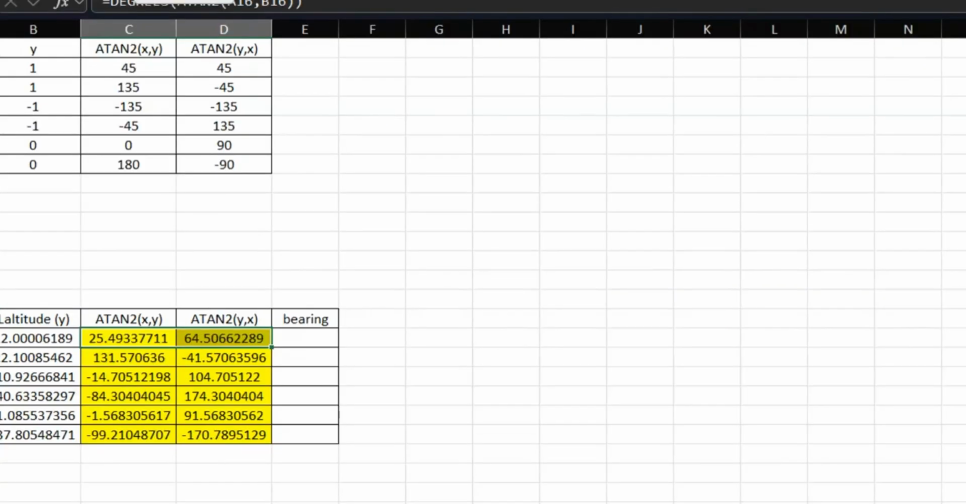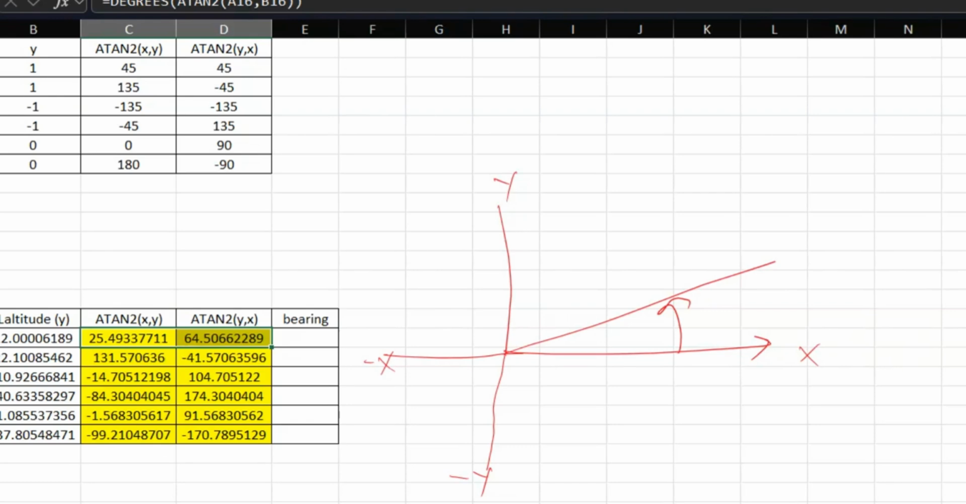So you can see a difference if you are just using ATAN2 with x comma y, right? So this is your positive x-axis, this is the y-axis, this is the negative y-axis, and this is negative x. So for this, if you are using departure and latitude values, then the angle of 25.49 degree is measured from the positive x-axis. However, ladies and gentlemen, if you are using ATAN2 y comma x, then the value is coming from the positive y-axis. So this is the angle of 64.50 degree.